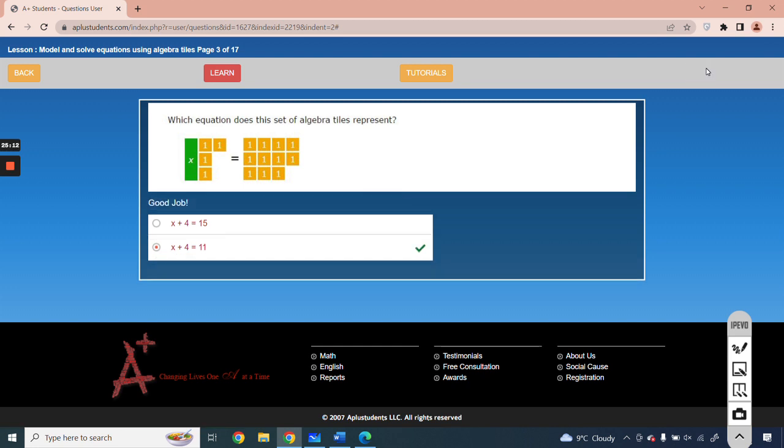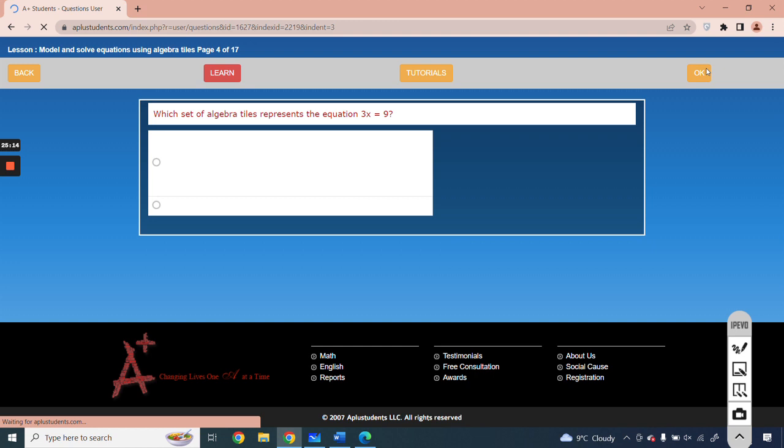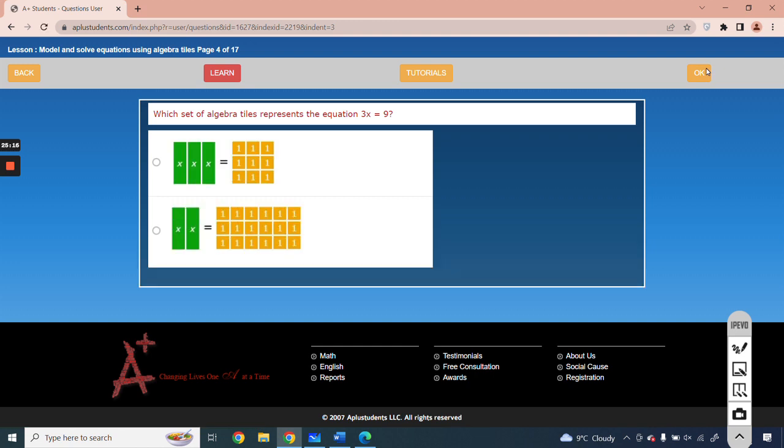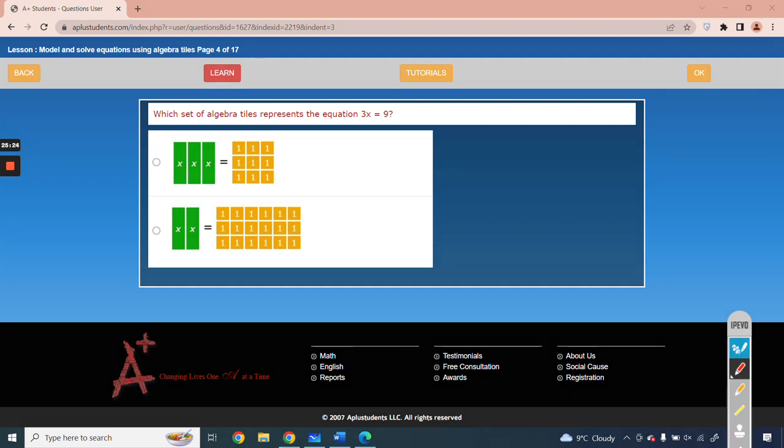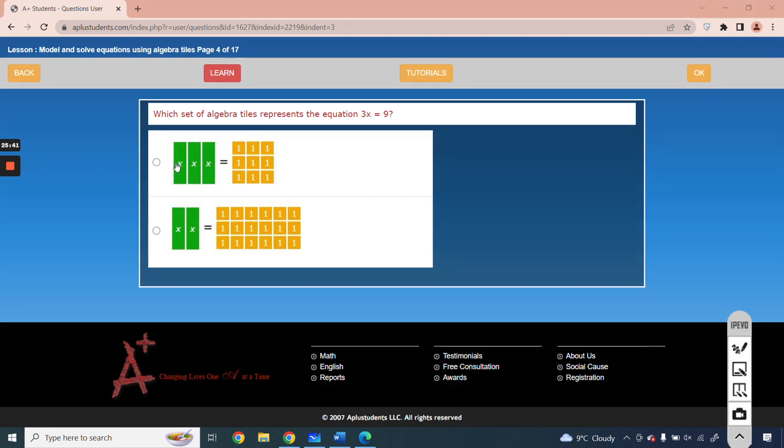Okay, the next one is which set of algebra tiles represents the equation 3x equals 9. So on the left hand side you have 3x, that means you have 3 tiles with x, and 9, just count them, 1 2 3 4 5 6 7 8 9, that means option number 1 is the correct option. Got it? So just select the correct option, then click on the OK button.